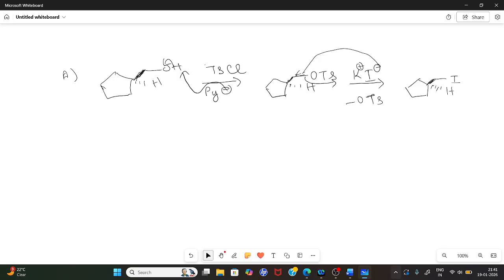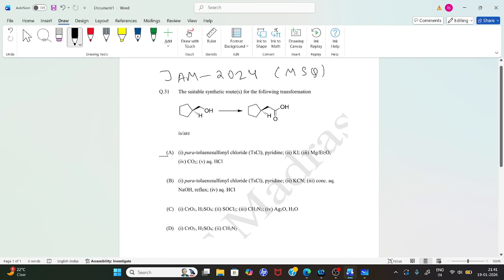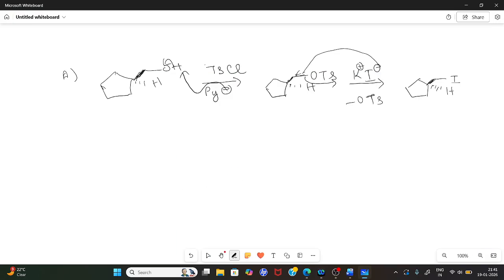In the next step, magnesium has been added in presence of ether, then carbon dioxide. You know that whenever you have a substituted halide and you provide magnesium in presence of an ether, it gets converted to a Grignard reagent. So this is a Grignard reagent now.